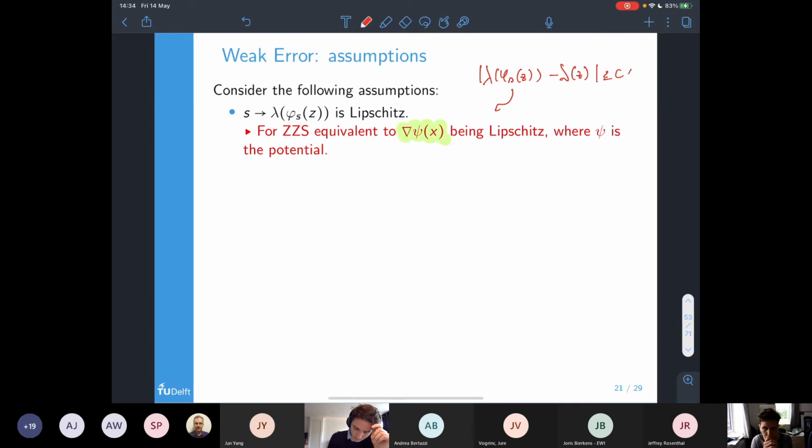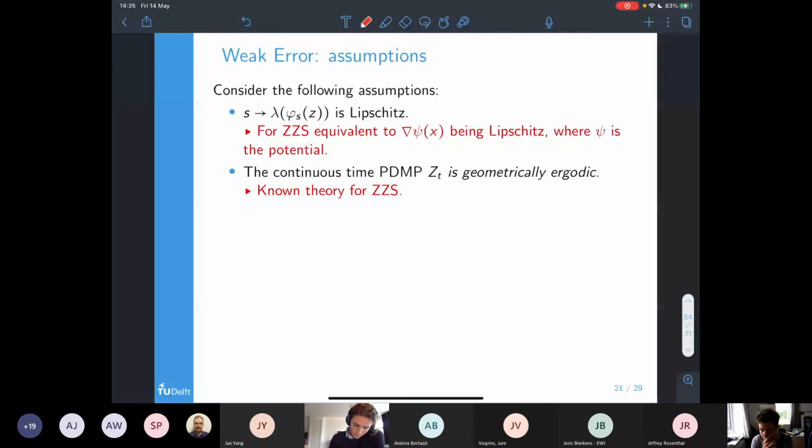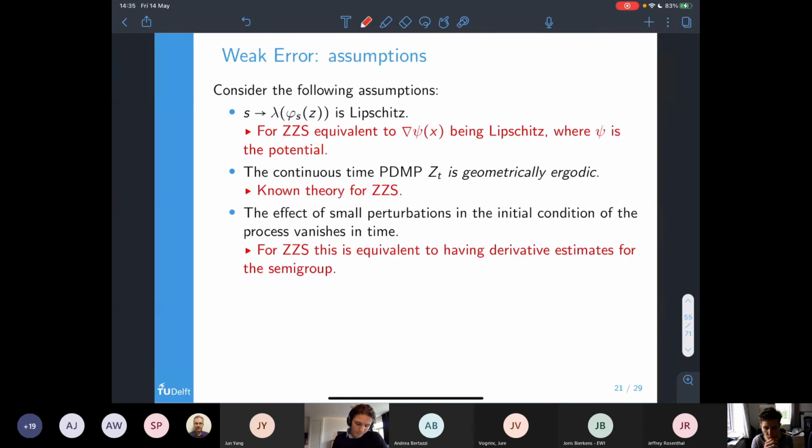Something like this. And for Zig Zag, it's not difficult to see that this is equivalent to the gradient of the potential being Lipschitz. Another thing we need is that the PDMP in a way converges to the stationary measure, in this case we assume geometrically, but actually it's not a problem if it's polynomial. We can still have similar conclusions, of course, with some differences, but in any case for Zig Zag we know that it is geometrically ergodic under some conditions on the potential, and therefore it's not really a problem.